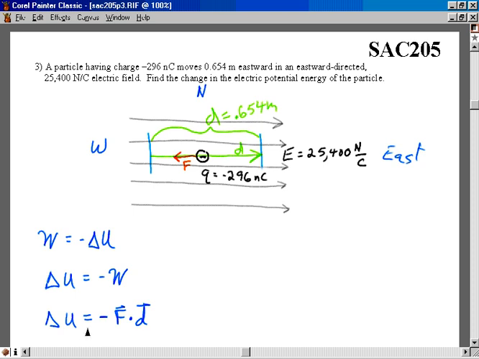And in this case, F and D are in exact opposite directions. So F dot D usually means FD cosine theta. In this case, theta is 180 degrees. Cosine of theta is -1. Or, if you understand they're in exact opposite directions, the dot product is just the negative of the product of the magnitudes. So delta U in this case is negative of negative F times D, or just F times D.